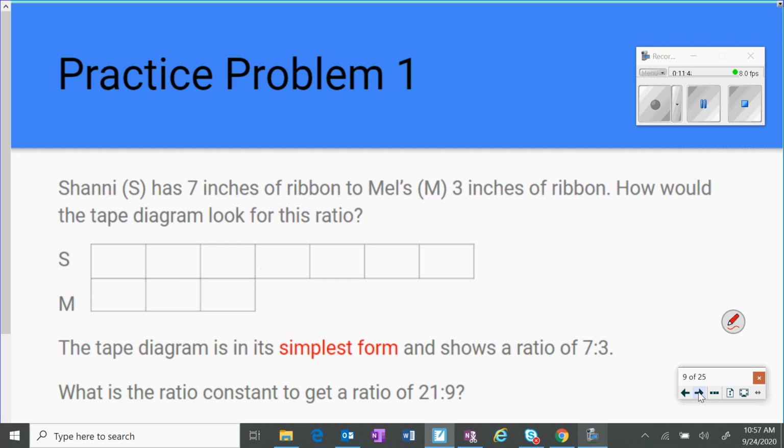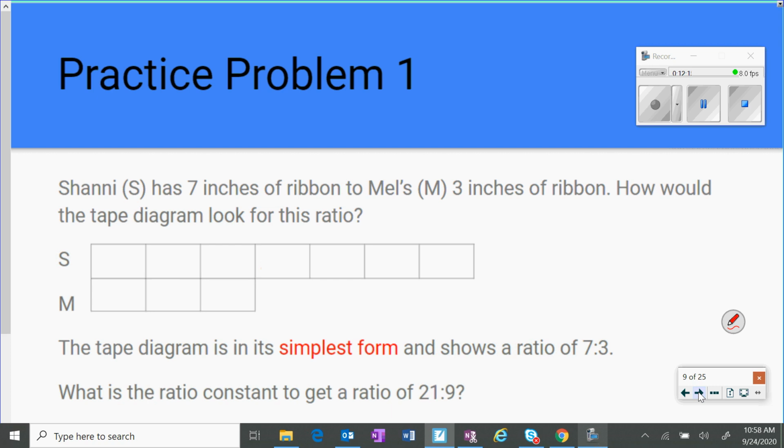Okay, so if you go to your first practice problem, which says exercise 2, it's on page 8. It's on the bottom of page 8. So it says Shani has 7 inches of ribbon. Mel has 3 inches of ribbon. How would your tape diagram look for this ratio?